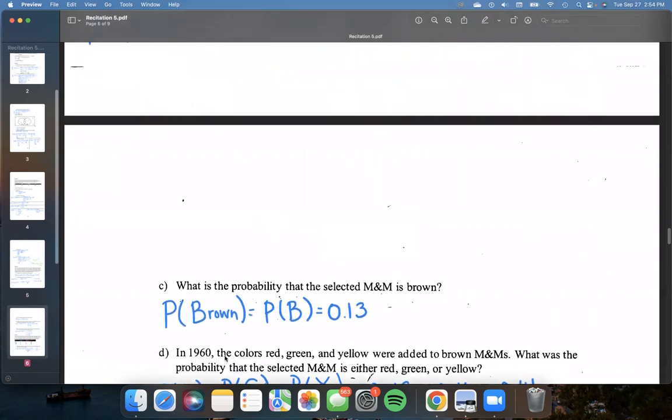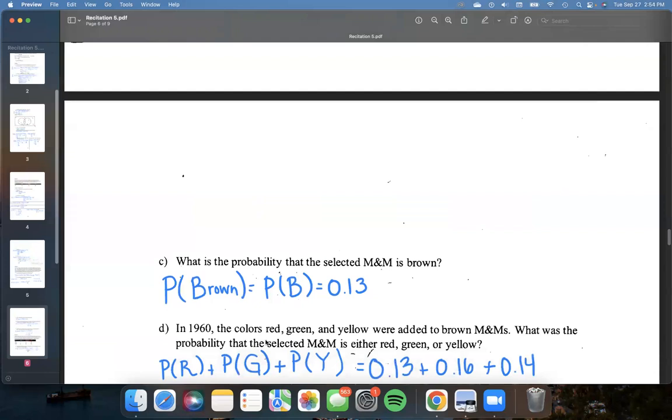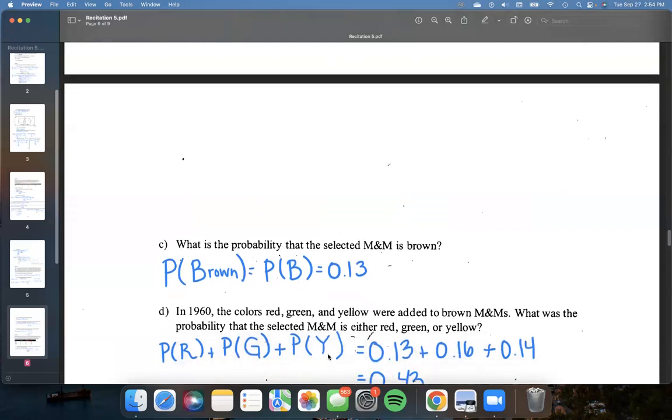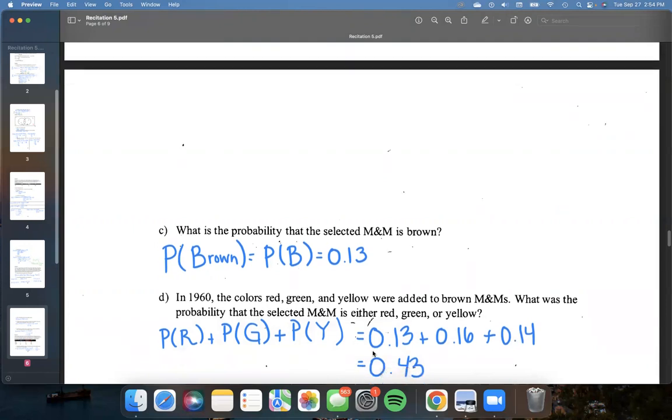In 1960, the colors red, green, and yellow were added to brown M&Ms. What was the probability that the selected M&M is either red, yellow, or green? So notice here that we have an OR situation. So we're just going to add up all the probabilities together. So we're going to have 0.13 plus 0.16 plus 0.14, which gives us 0.43.